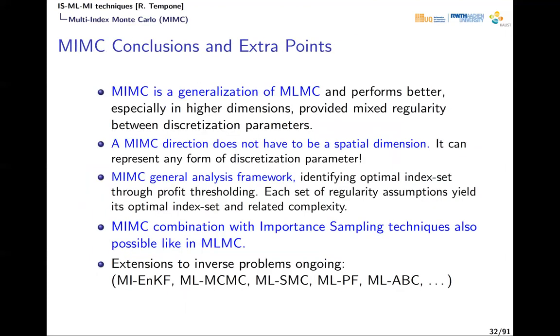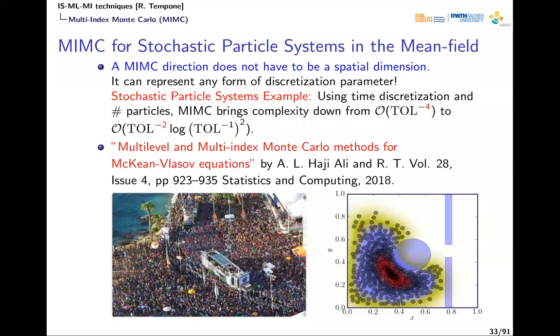All right, so I mentioned different discretization directions treated in different ways. Well, of course, discretization directions do not need to be spatial. It could be time, or it could be even the size of a particle system. Indeed, we used multi-index Monte Carlo for stochastic particle systems with an eye on the application of simulating crowd flows. In that case, actually, one can get a substantial complexity reduction from here into here. The reference actually is in this multi-level and multi-index for McKean-Vlasov.